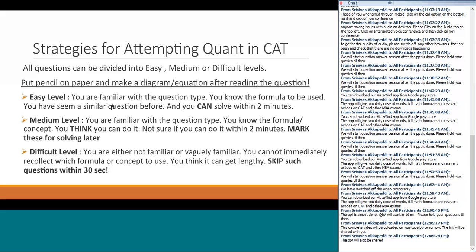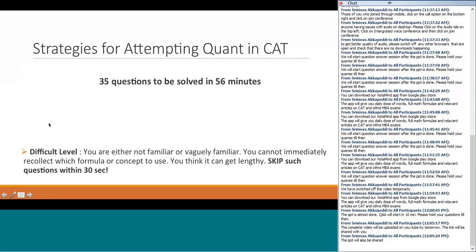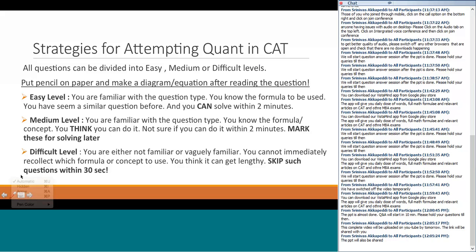Initially, when you write your smart CATs or your mock CATs, you will have a lot of these difficult questions which you can skip. But as you go along, you will see that there will be a lot more questions which you can solve than the ones which you want to skip. But you will decide that in the first 30 seconds. In fact, I'm saying this is important, friends. You will decide only after 30 seconds, not before, and only when you put pen on paper. While reading the question, you will put pen on paper and decide on this. That is important. Is that clear?